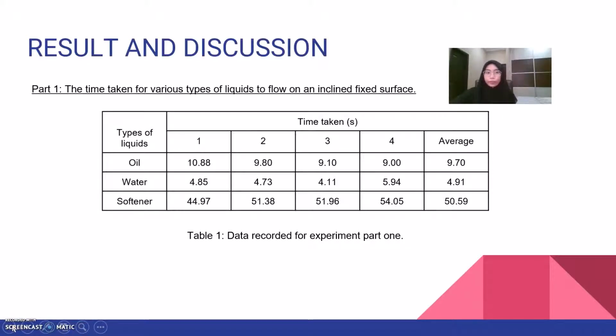I'm going to talk about results and discussion. Our experiment consists of two parts. Table 1 shows the data recorded for experiment part 1, which is the time taken for various types of liquids to flow on an inclined fixed surface. For part 1, we tested three different types of liquid, which are oil, water, and softener, flowing on a glass surface. We repeated the experiment 4 times and then calculated the average value.